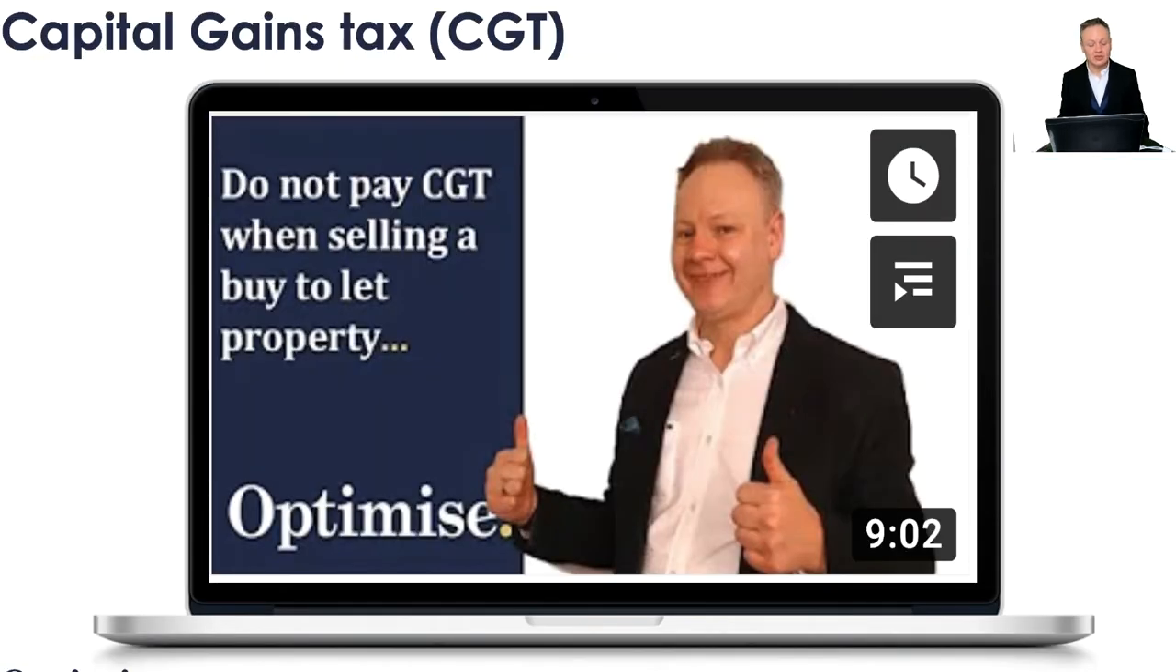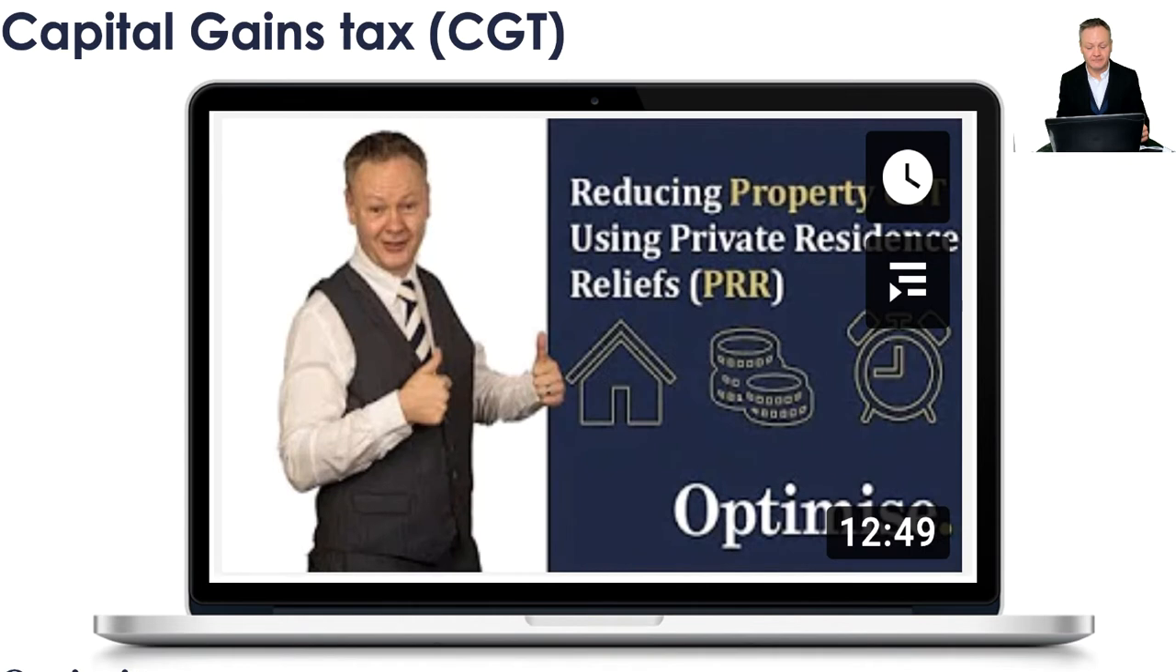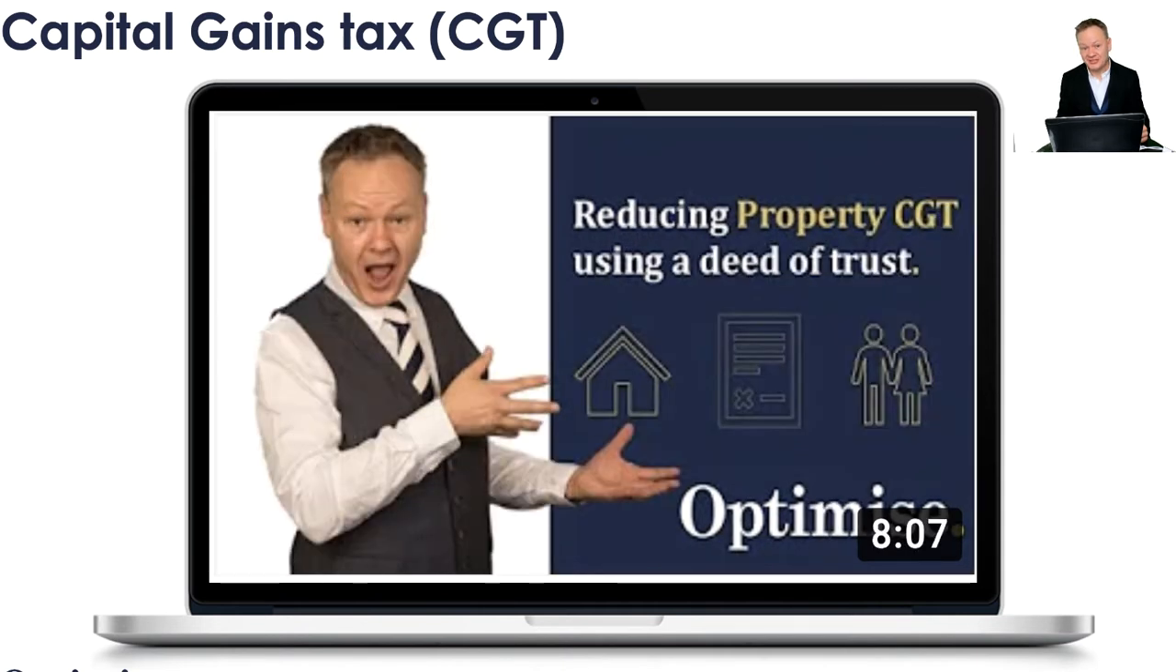The first one is do not pay CGT when selling a buy-to-let property. That's right, there are ways of minimizing CGT, and this video, which is appearing just above my head, will show you how to minimize CGT. You may have lived in the property as well as letting it out. If that's the case, you can claim private residence relief, and the video appearing above my head now will show you how to maximize all the reliefs to pay the minimum amount of CGT.